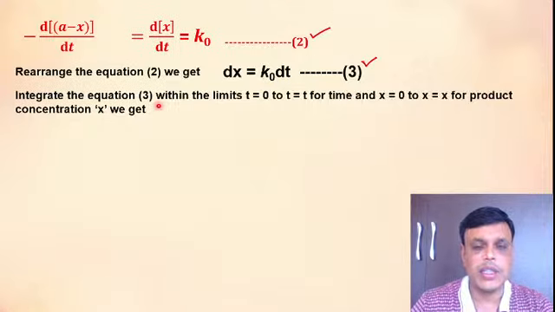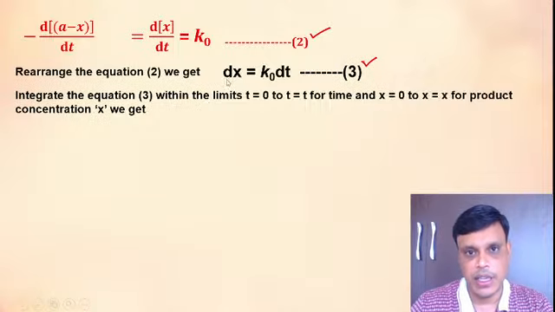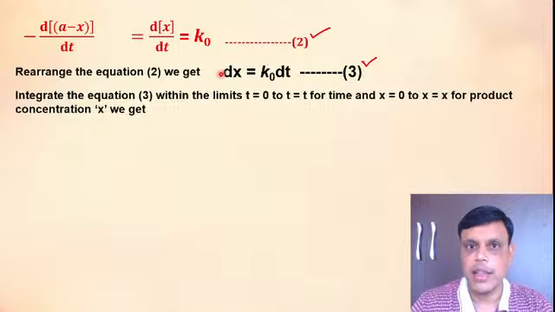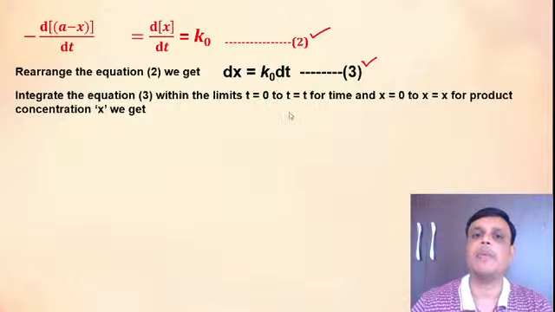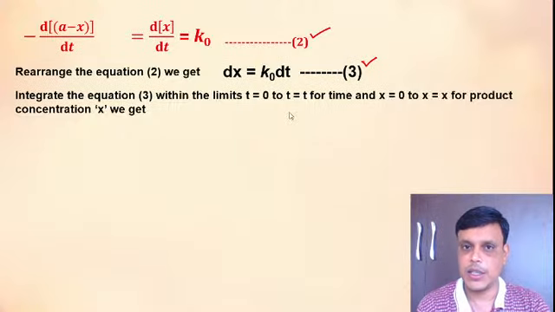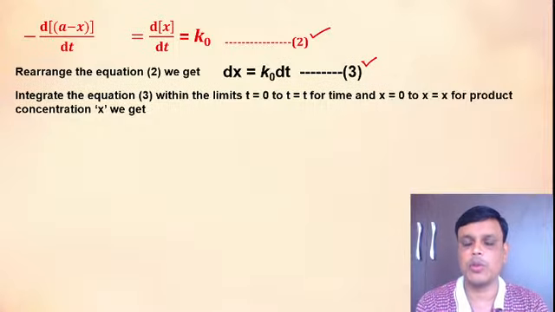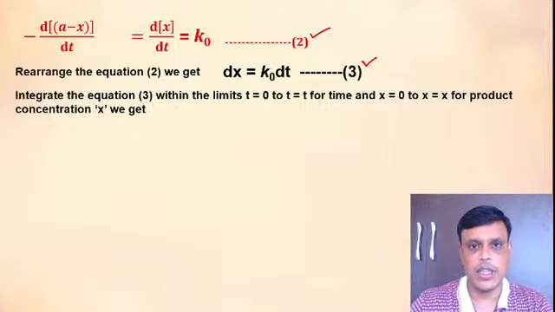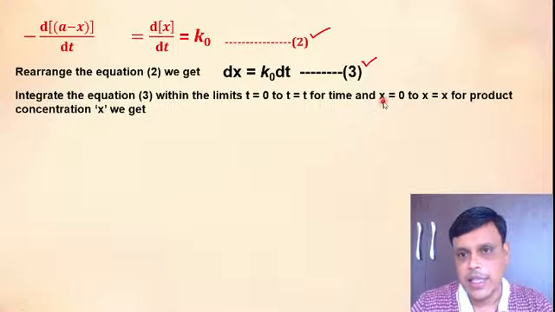Now what we have to do? This is a mathematical part. We have to integrate the equation 3. ये जो equation दिख रहा है ना आप लोगों को, that equation we have to integrate within the limits. Within the limits कौन से? Within the limits t is equal to 0 to t is equal to t. This is your time limit. So starting time is 0 and end time is t is equal to t. For example 5 minutes, 10 minutes, जो कुछ भी हम लोगों ने डिसाइड किया है वो time. This is the limit for time, and x is equal to x.